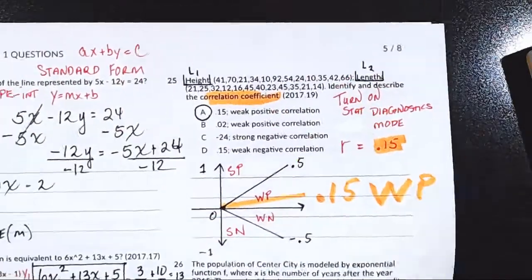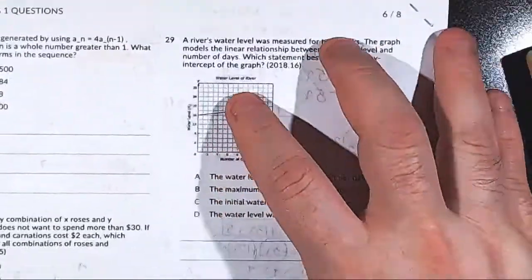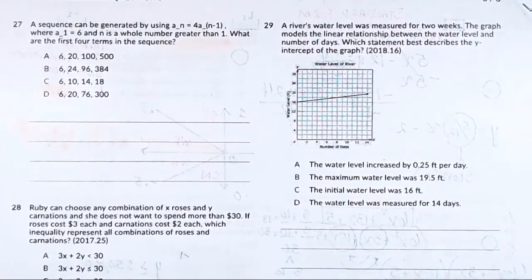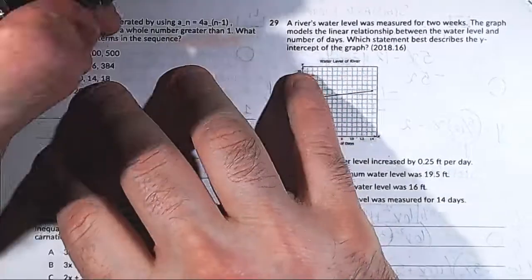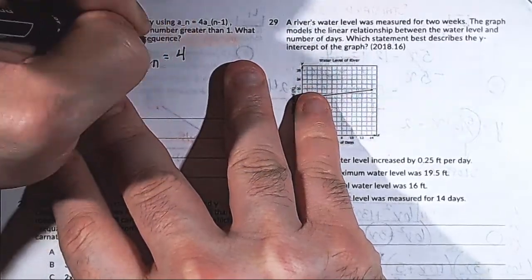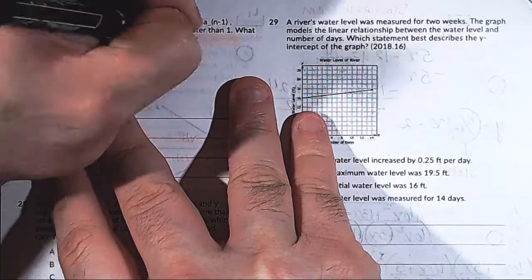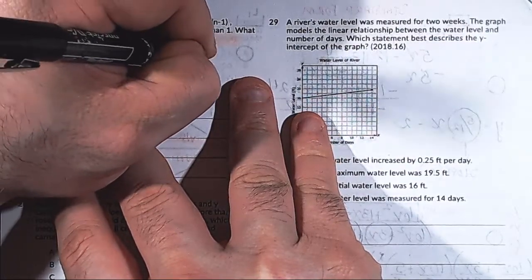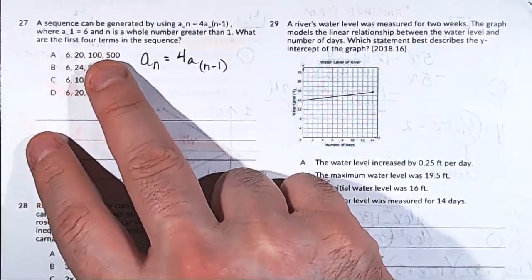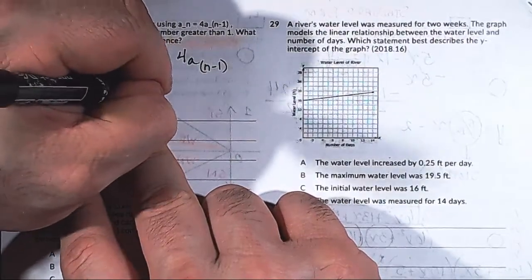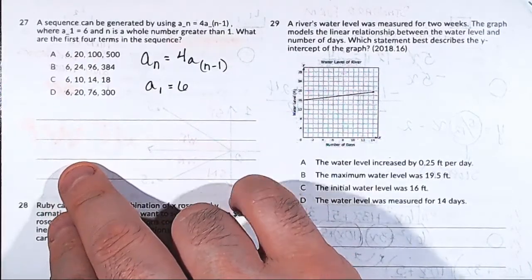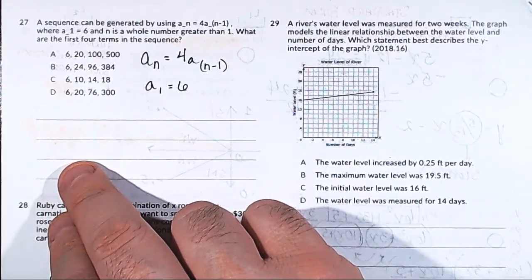Okay, number 27. A sequence can be generated using A sub n, let's write this down so it's clear. A sub n equals 4 times A sub n minus 1, where A1 equals 6. So A1 equals 6. And n is a whole number greater than 1. Alrighty. What are the first four terms of the sequence?